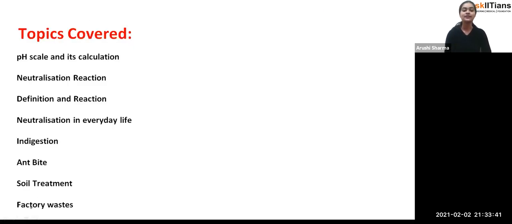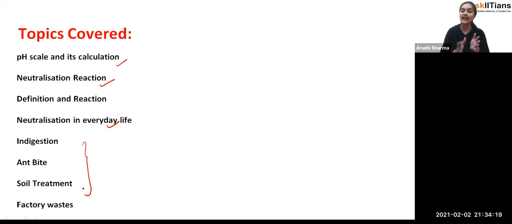We are going to see what the pH is, how it works, then the neutralization reaction, and then neutralization in everyday life, with examples. So first of all we are going to see the pH scale, then the neutralization reaction, and then how we see neutralization reactions in our daily life. That is the flow of today's session.